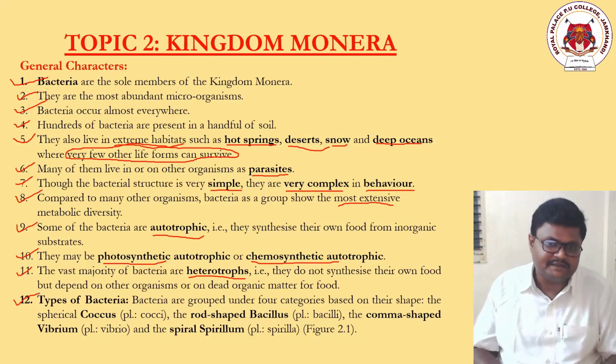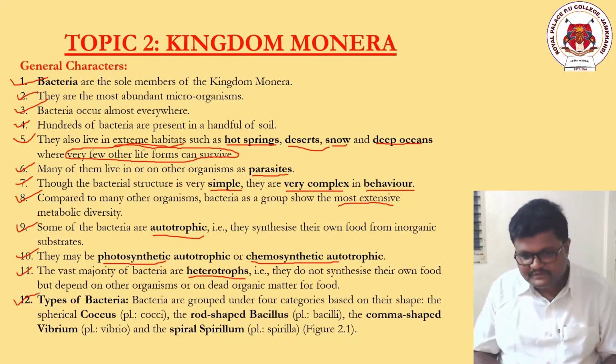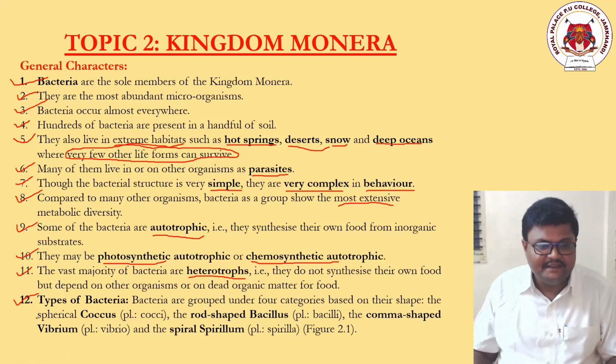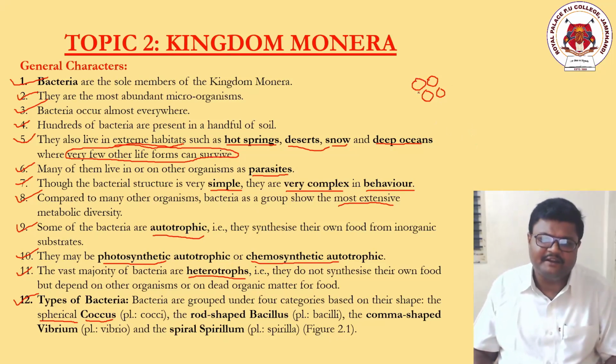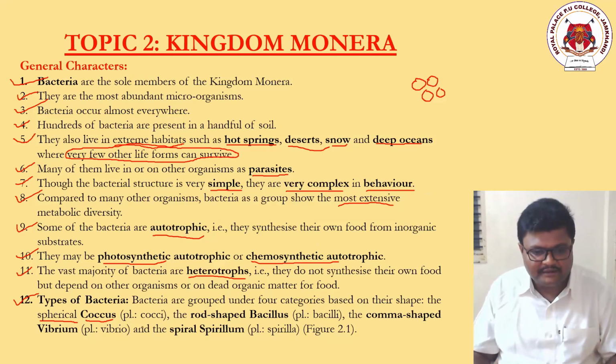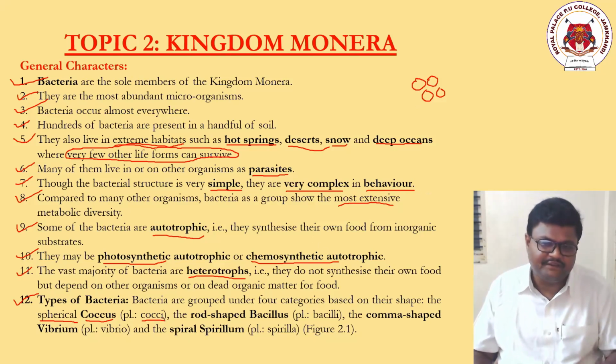But before that, we need to understand the different shapes that we can see in kingdom Monera. The first one is the spherical bacteria, or the coccus shaped bacteria. Coccus means spherical, round shaped, globular bacteria, like this. When you see these kinds of bacteria, you have to say that these are coccus. The plural word is cocci. Okay, the first variety is coccus shape.